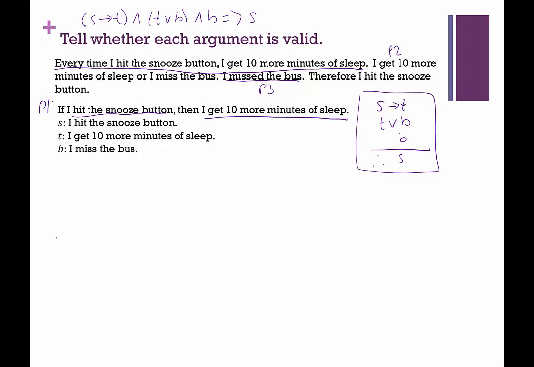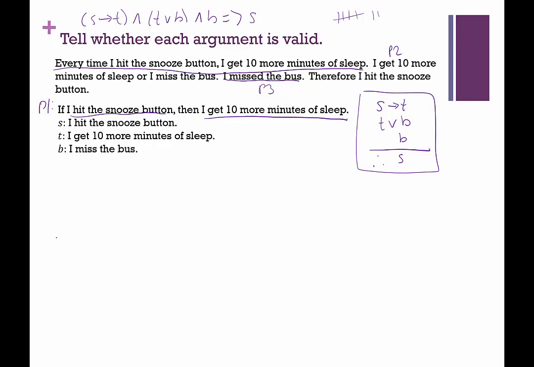Now we need to decide how many rows and how many columns do we need. Well, because we have 3 simple statements this time, we're going to need 8 rows below the headers. How many columns will we need? Well, we need 1 for each of the 3. So 1, 2, 3. How many negations? No negations. Great. We need 1 for premise 1. We need 1 for premise 2. We need 1 for the conjunction, and then 1 for that final implication.